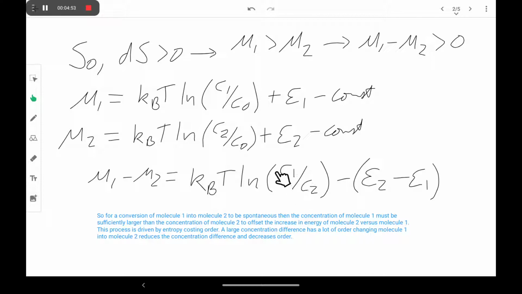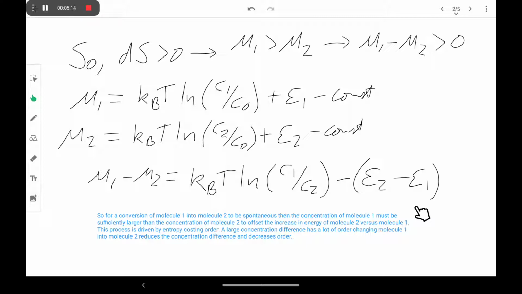So the concentration of 1 needs to be sufficiently larger than the concentration of 2 so that this term is larger than the energy difference. Now you think, okay, well, that's starting to make sense, because if I have a whole bunch of C1, then even thermal fluctuations should cause it to switch over to C2.